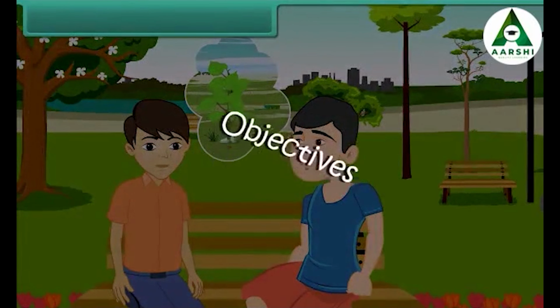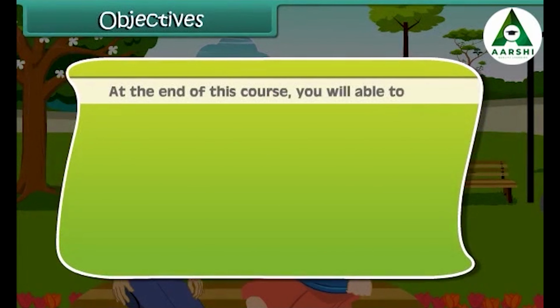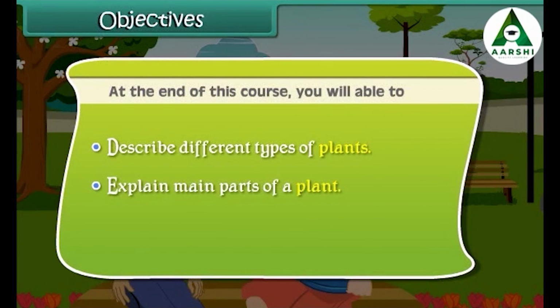Objectives. At the end of this course, you'll be able to describe different types of plants, explain main parts of a plant, list the significance of plants.